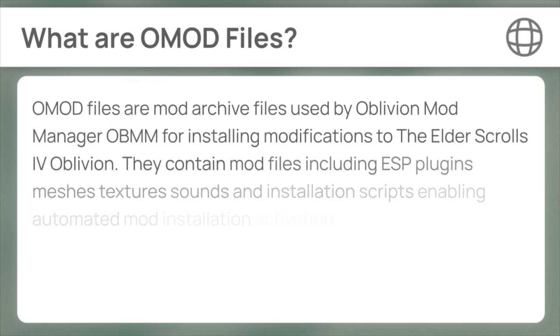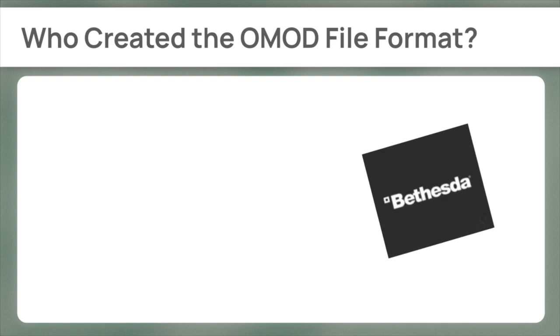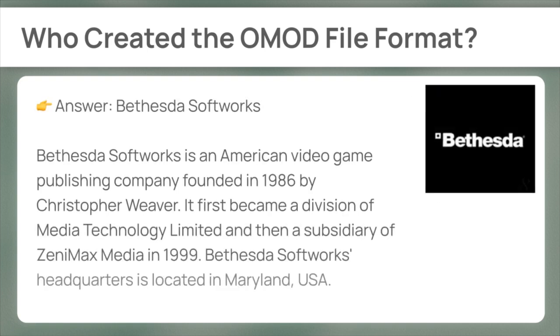OMOD files are mod archive files used by Oblivion Mod Manager, OBMM, for installing modifications to the Elder Scrolls IV Oblivion. They contain mod files including ESP plugins, meshes, textures, sounds, and installation scripts enabling automated mod installation, activation, conflict detection, and removal within the Oblivion modding ecosystem.